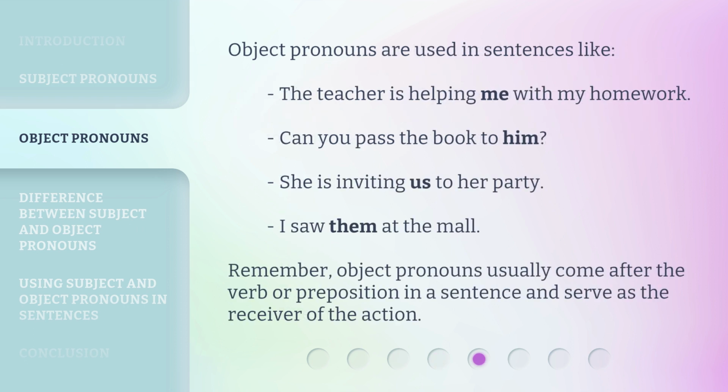Object pronouns are used in sentences like, the teacher is helping me with my homework. Can you pass the book to him? She is inviting us to her party. I saw them at the mall. Remember, object pronouns usually come after the verb or preposition in a sentence and serve as the receiver of the action.